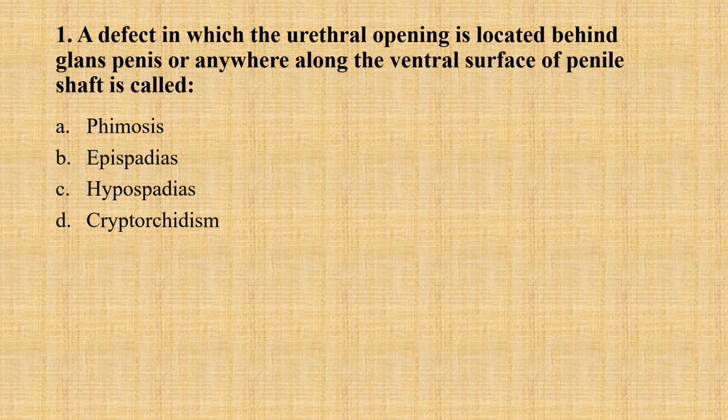Here the option A, what is option A? Option A is written phimosis. What is phimosis? Phimosis is the narrowing of the opening of the foreskin. Narrowing of the opening of foreskin is called phimosis.